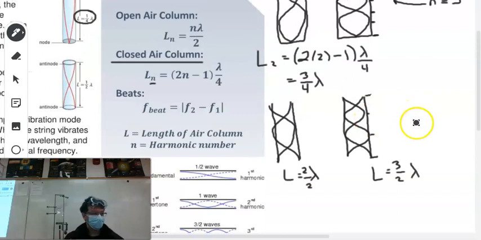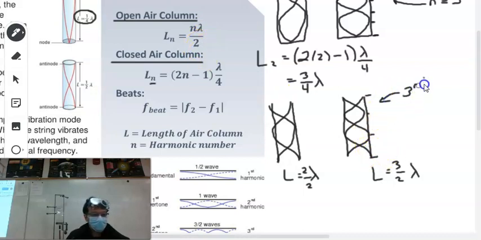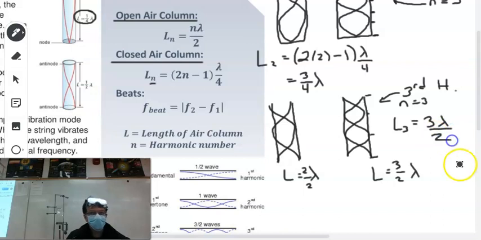So to figure out the wavelength for an open air column, we say the length of the air column for whatever harmonic equals n lambda over 2. So in this case, if you look at this one, which is our third harmonic, or n equals 3, you would get the equation L3 equals n lambda, where n is 3, lambda over 2, which is exactly what we drew.